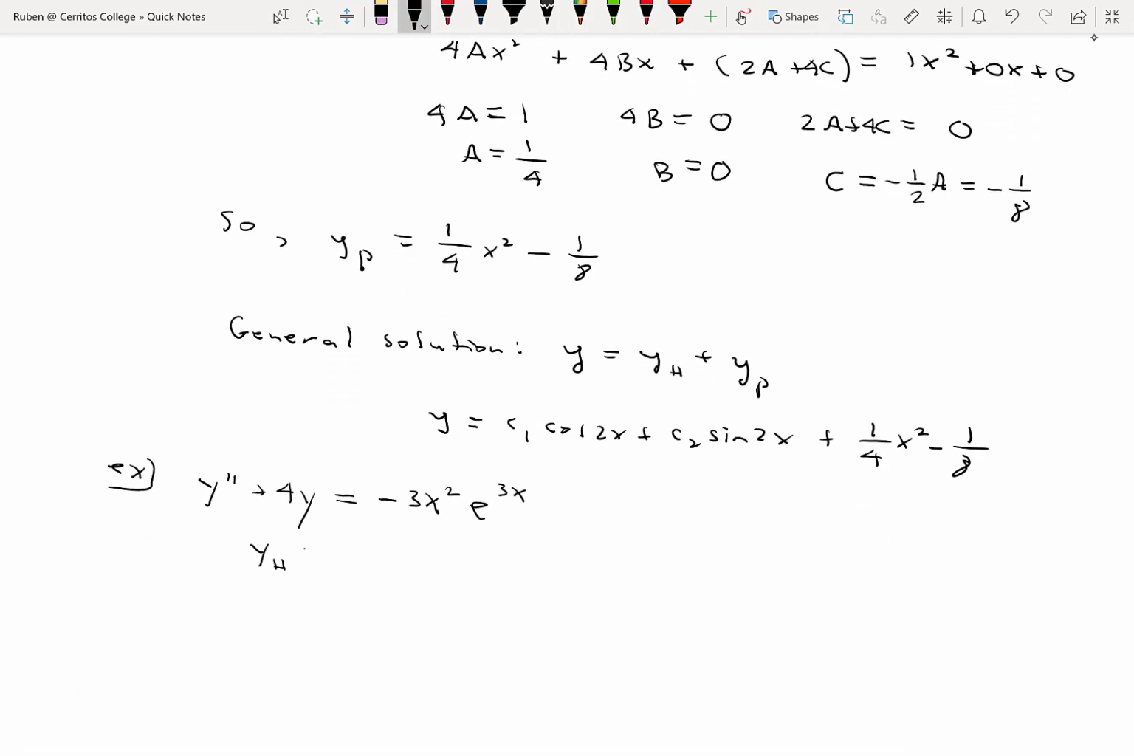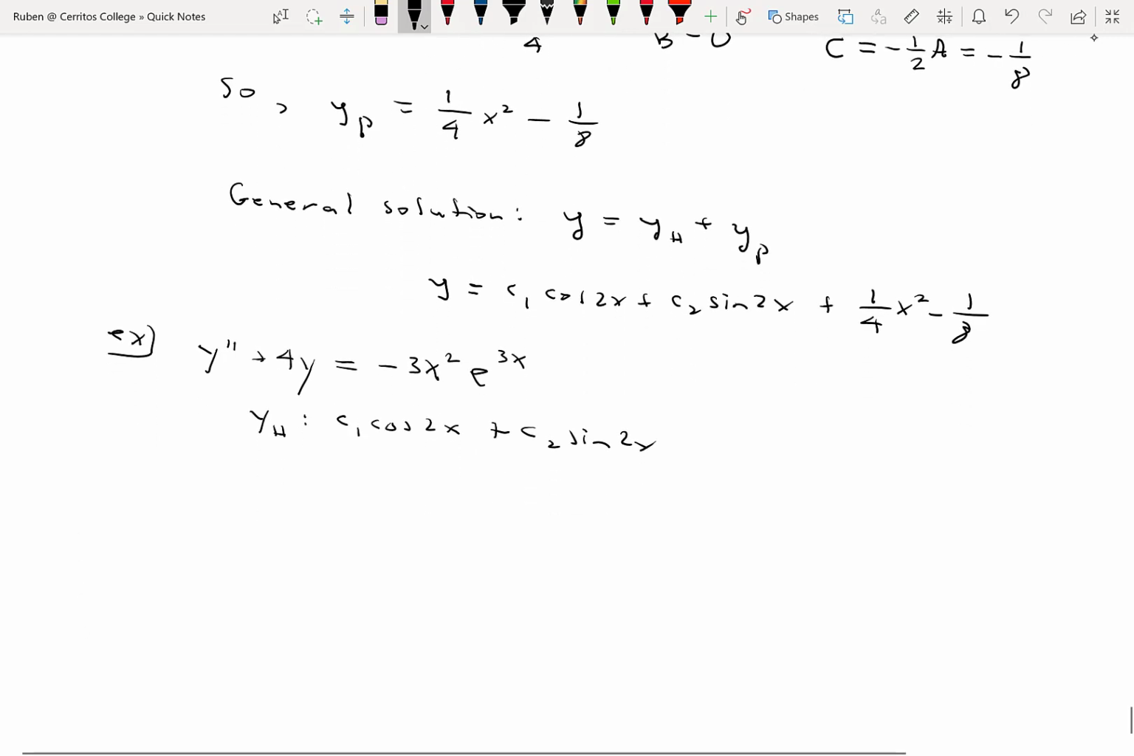So y sub h we found real early on, c1 cosine 2x plus c2 sine 2x. Now we're faced with finding the form for y sub p. So here's a milestone for us. If our differential equation has a product of two types of functions, like a power and an exponential, then to get the particular solution, we simply multiply the particular solutions we would have gotten individually from those things. If we had just had the x squared term in our right-hand side forcing function, we would assume that our particular solution had the form y equals ax squared plus bx plus c.